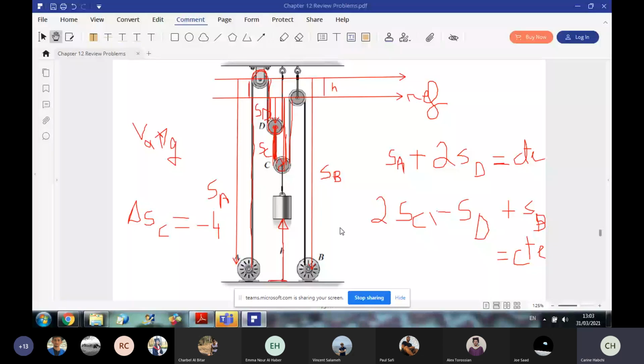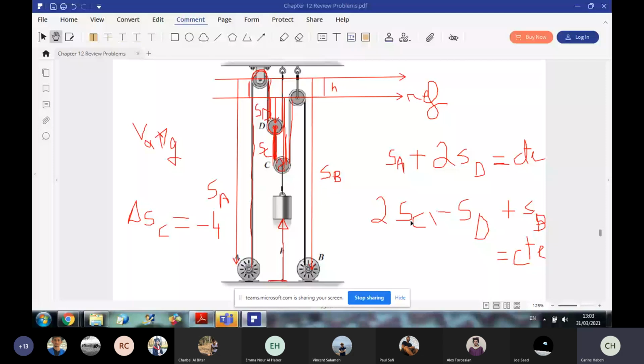Okay. So this is the second cord. From the second cord, if we differentiate this relation, we will get 2VC minus VD plus VB equals 0. And for displacement, we get 2 delta SC minus delta SD plus delta SB equals 0.